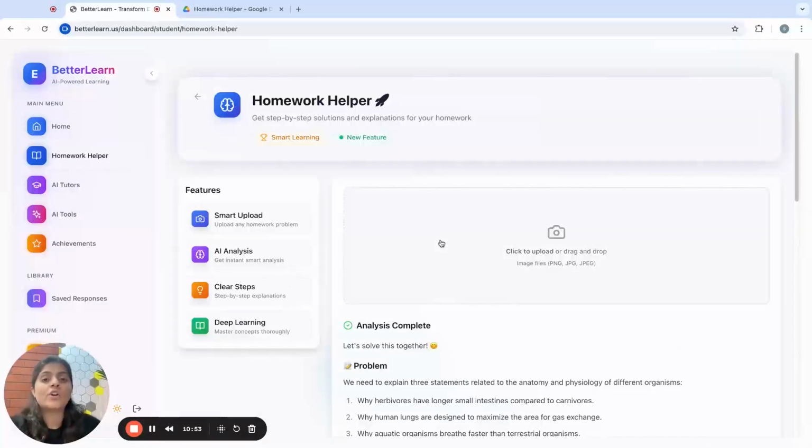So this is all about the homework helper, and that's how homework helper works. If you need help with any question, this tool ensures that you not only get the right answer but also understand the concept behind it.